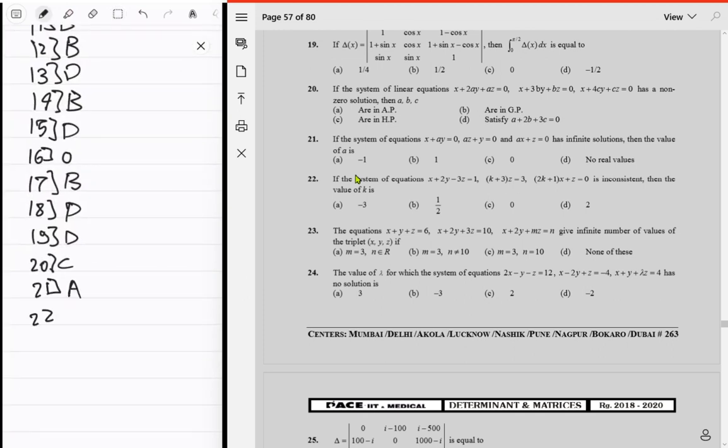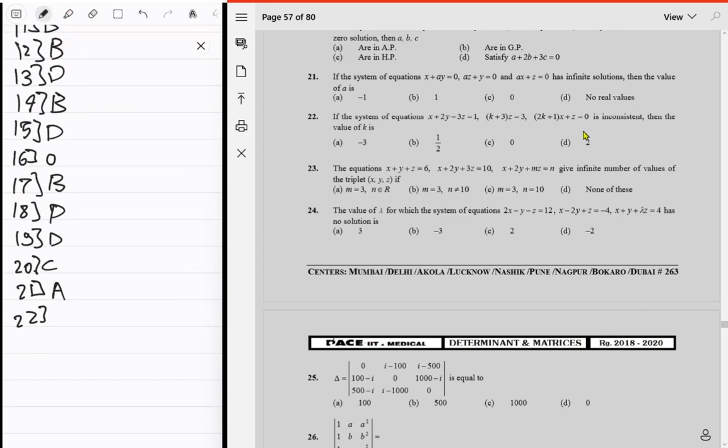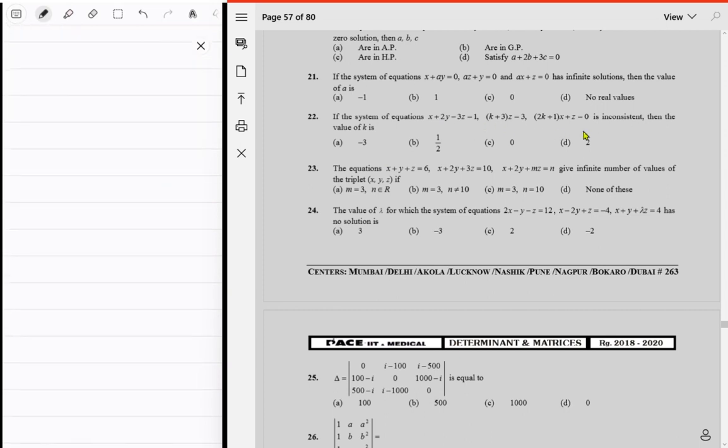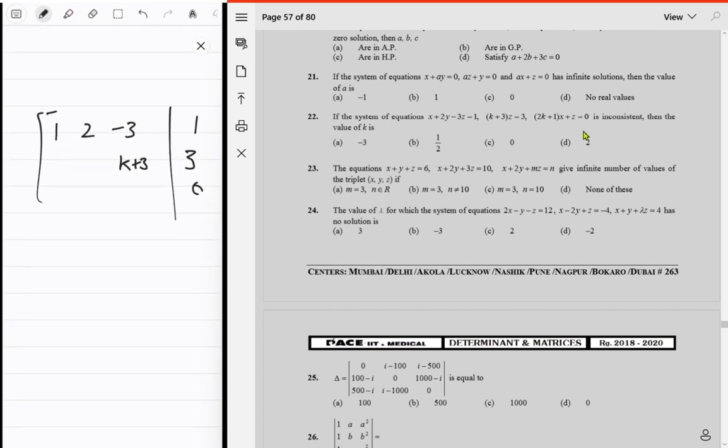Next is 22. If the system of this equation is inconsistent, then the value of k is, this system is inconsistent. Okay, got it. So what you have is the matrix form 1, 2, negative 3. It's just completely in k, spread in z, right? Okay, 0. Then the augmented matrix is like 1, 3, 0, whatever.